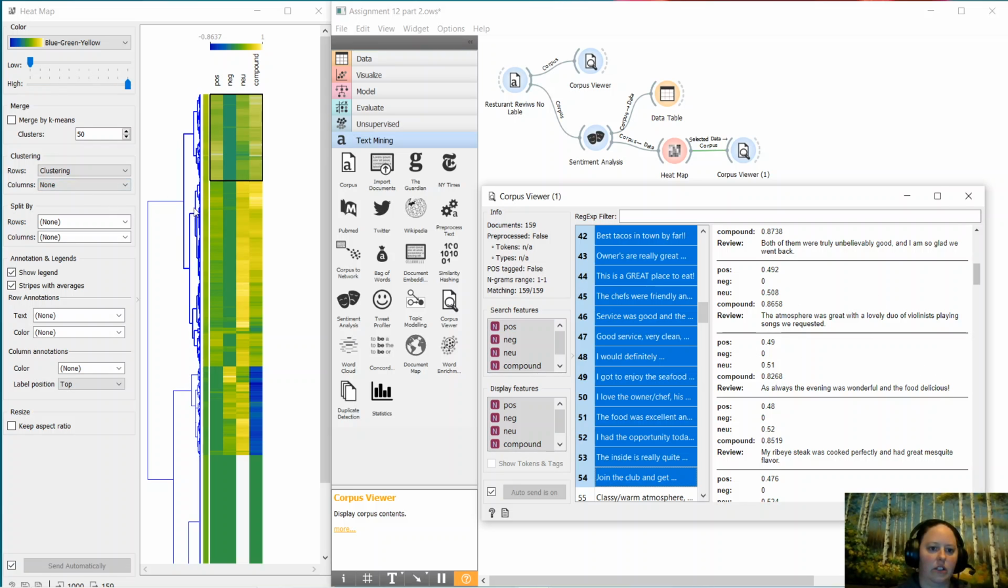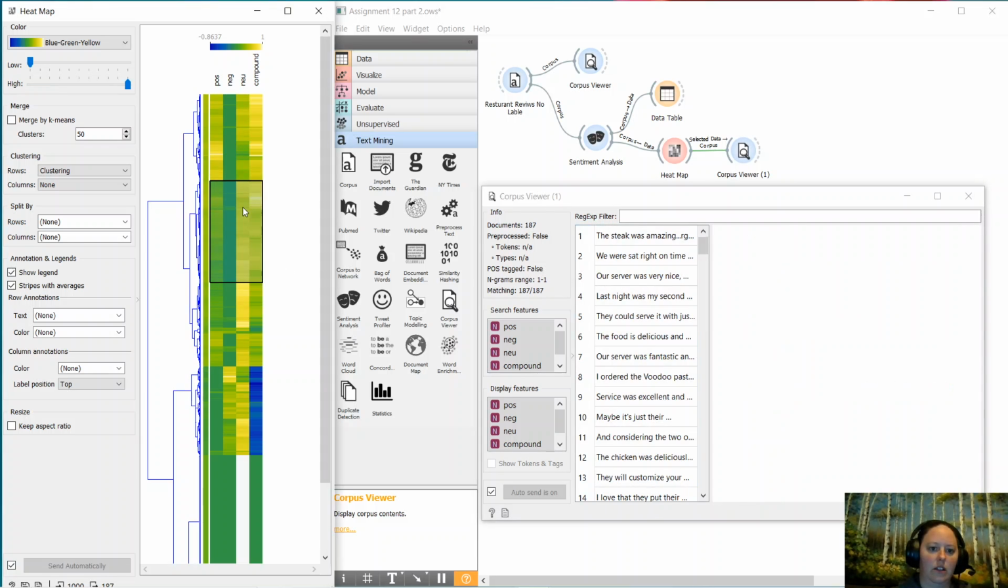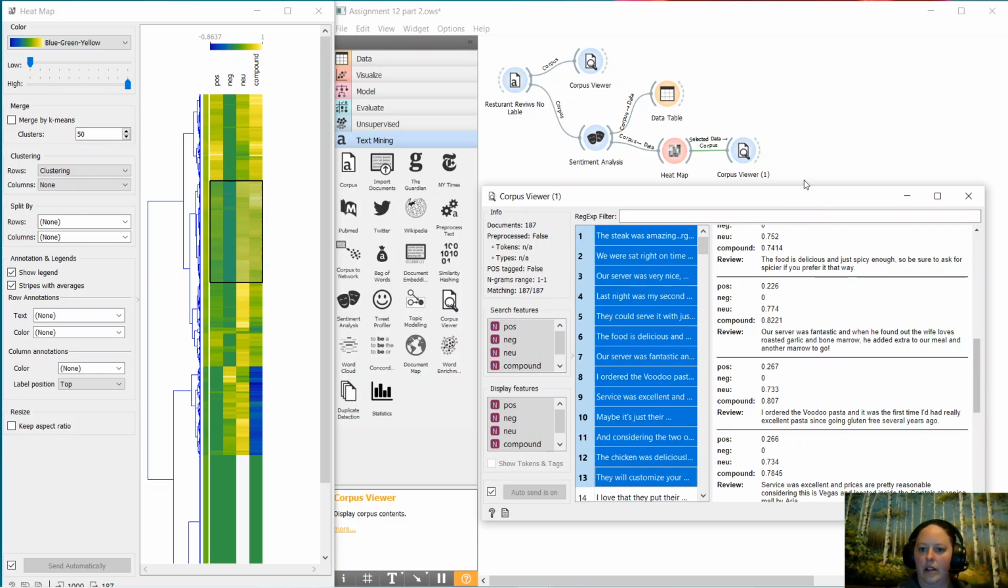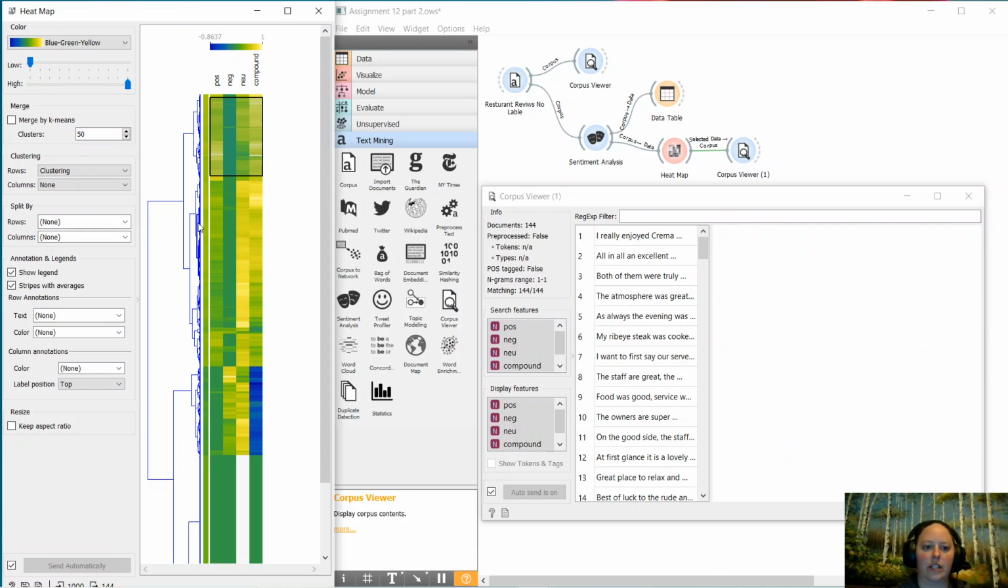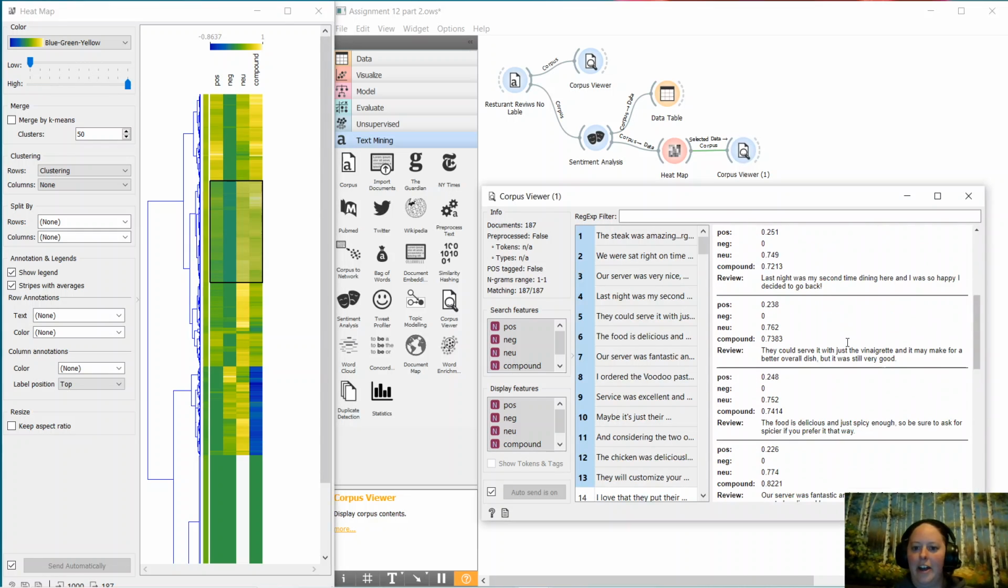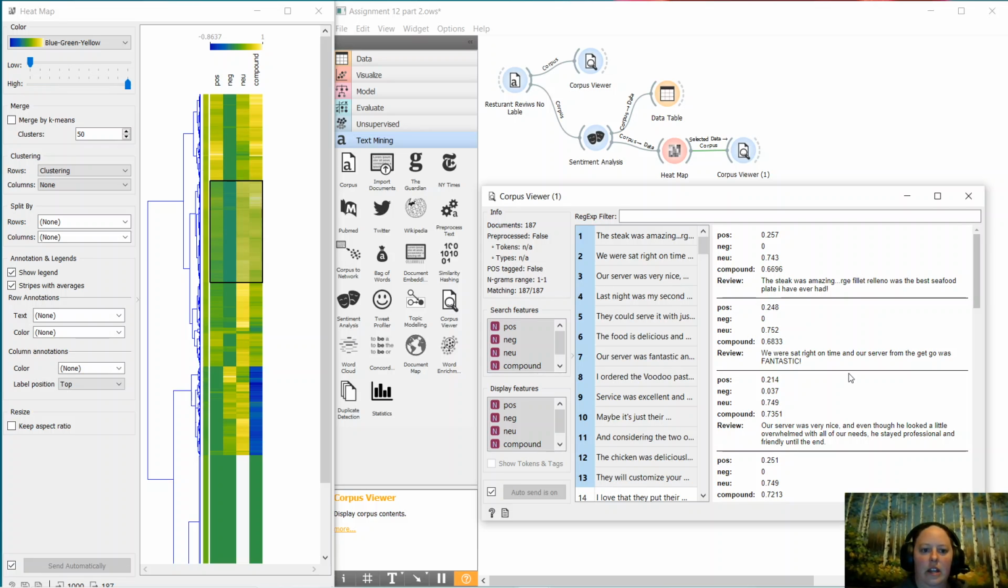All right, let's check out another section. Let's see. So that's 1, 2. "The steak was amazing." I want to see. Yes, it does change like that. That's sweet. I just like Orange. Let's see. These are all still also fairly positive. "The steak was amazing. The regular filet Ramello was the best seafood plate I have ever had." And it's a compound answer of 0.669. That's a very positive answer. It should have been, I would assume, higher.